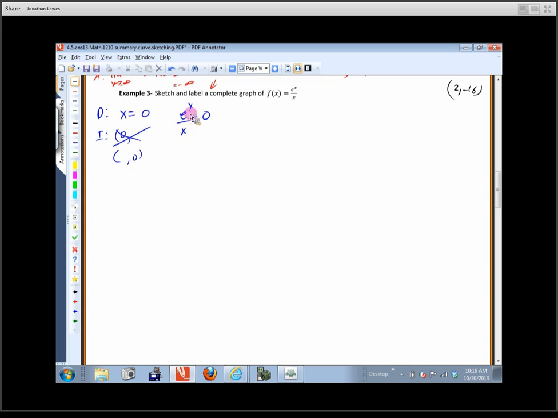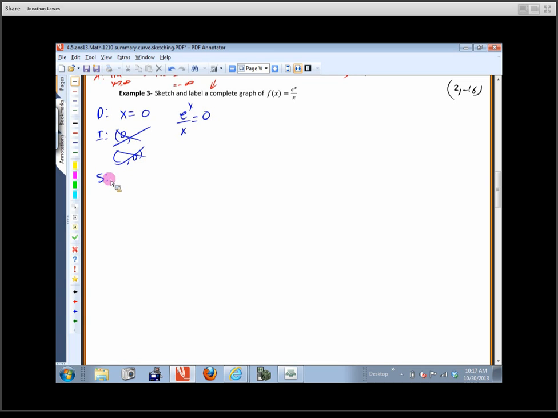The only way that could equal 0 is if e to the x equals 0, and e to the x is always a positive function, so this never equals 0. So there are no intercepts of any kind. This does not hit either axis. It's a big piece of information.